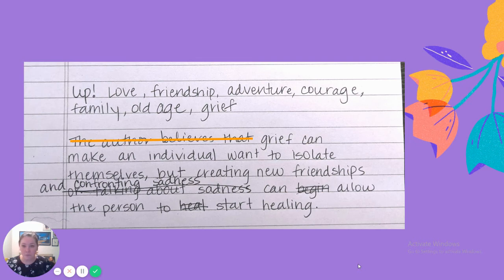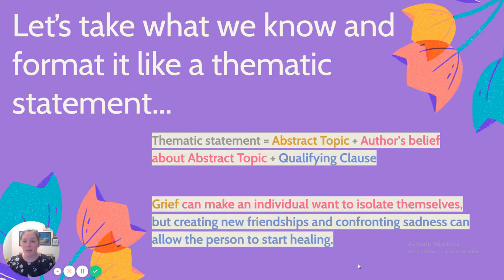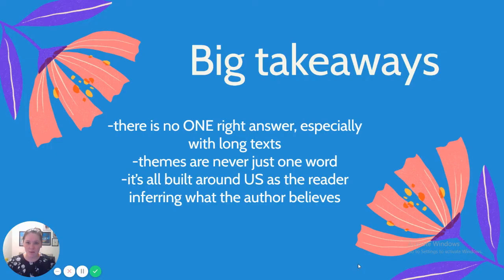So if we put it in our fun little color-coded statement formula, my abstract topic is grief, and then it can make an individual want to isolate themselves. And really, I could stop there if I wanted, but I don't want to. I want to give more. I want to give what happens when they don't do that, or what can get them out of that. And that's that qualifying clause there. So there we have it. We have a thematic statement.